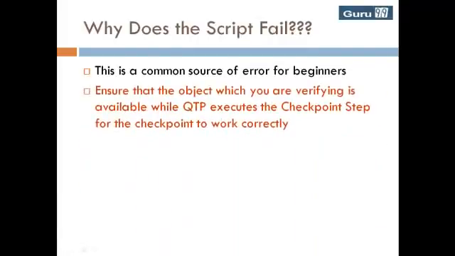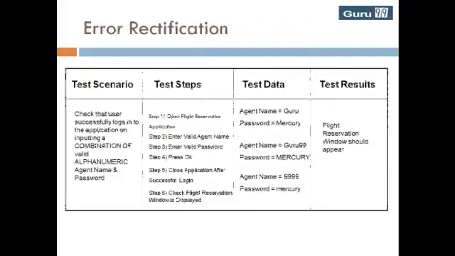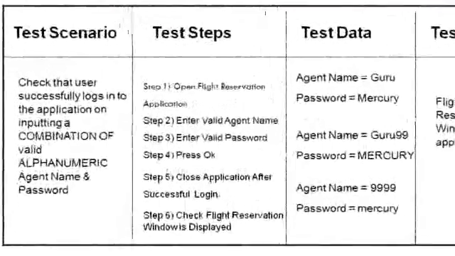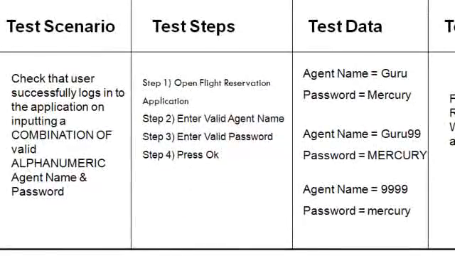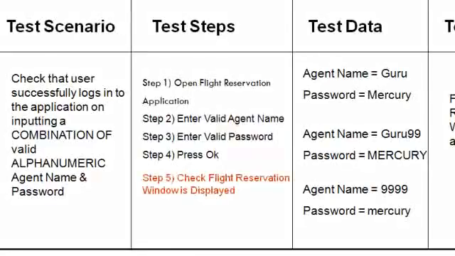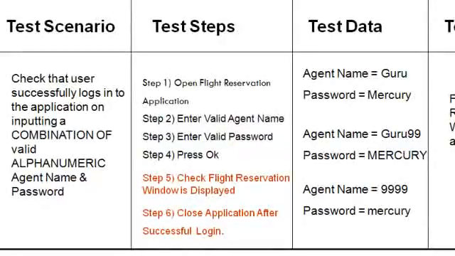You need to ensure that the object which you are verifying is available while QTP executes the checkpoint step. This error can be rectified by changing the sequence of test steps. You need to switch step number 5 and step number 6. In the new scenario, step number 5 is to verify that the flight reservation window exists, and step number 6 is to close the application.